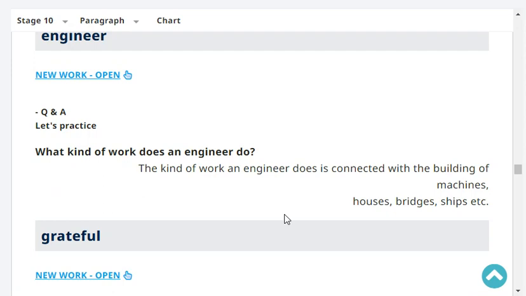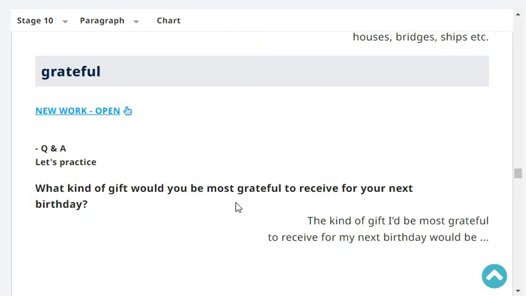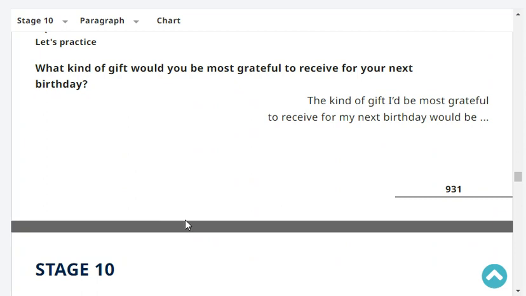Okay, next. What kind of work does an engineer do? The kind of work an engineer does is connected with the building of machines, houses, bridges, ships, etc.